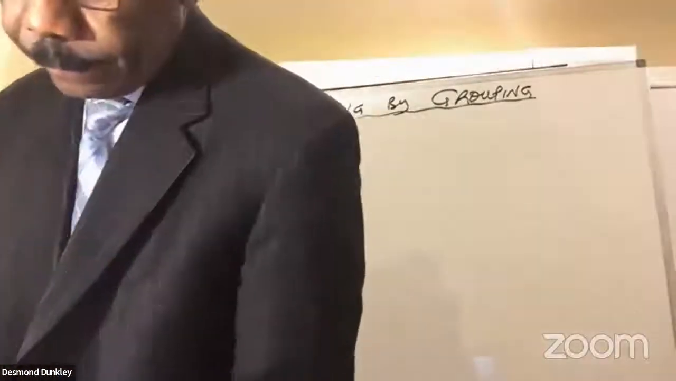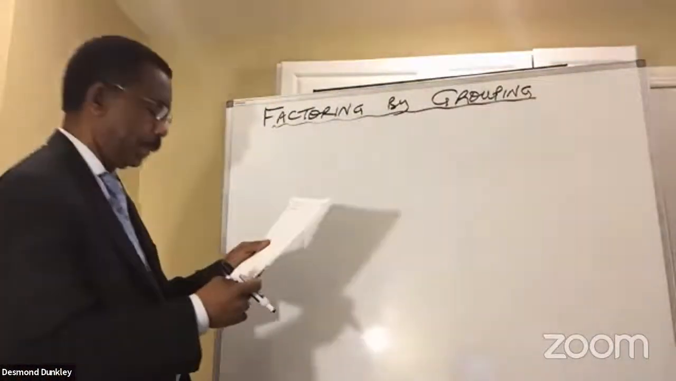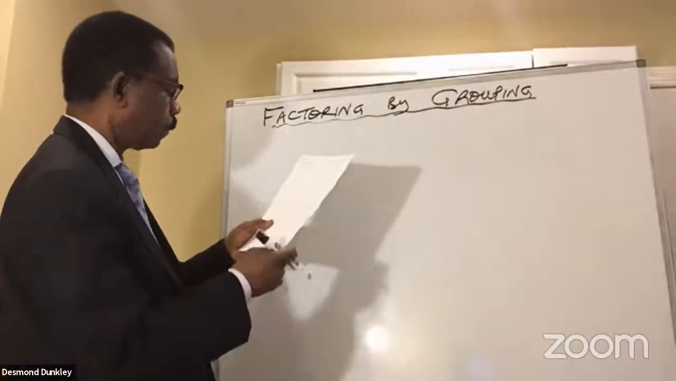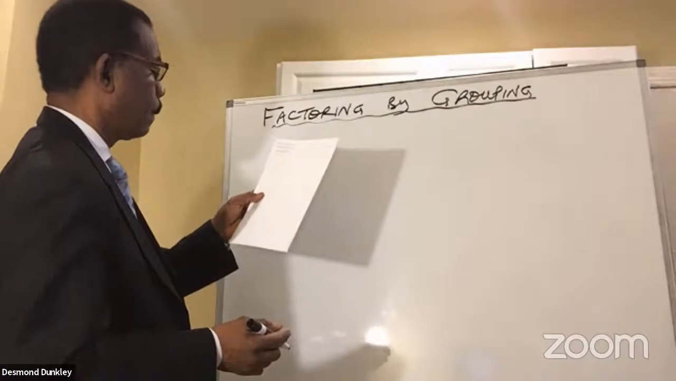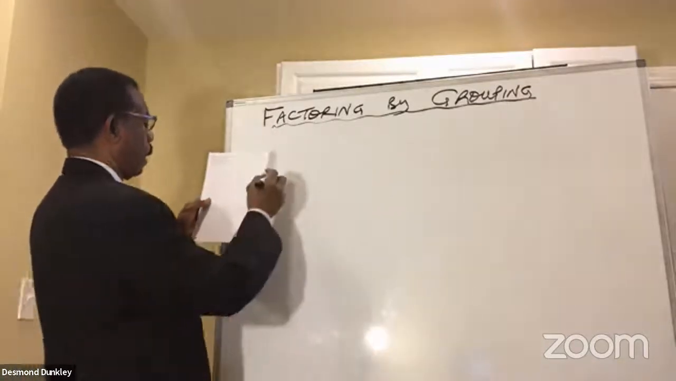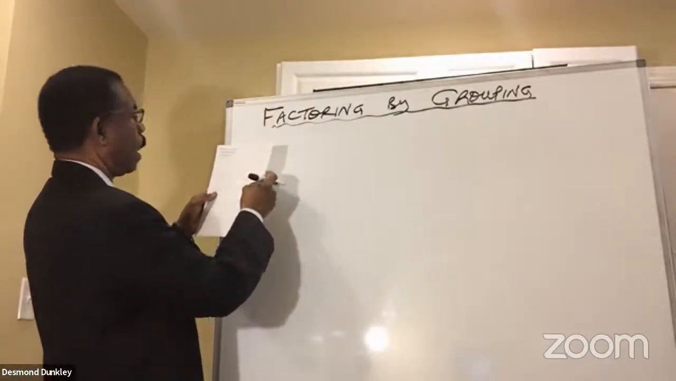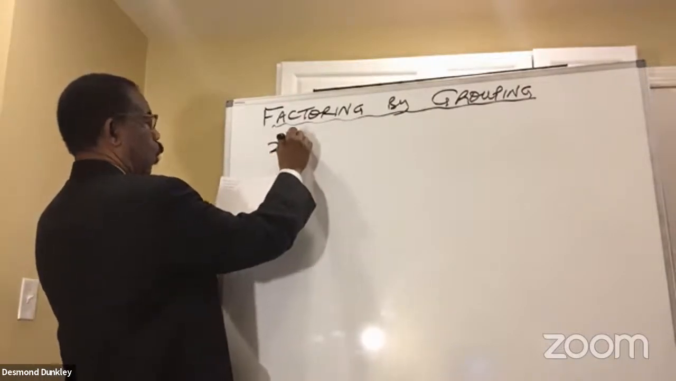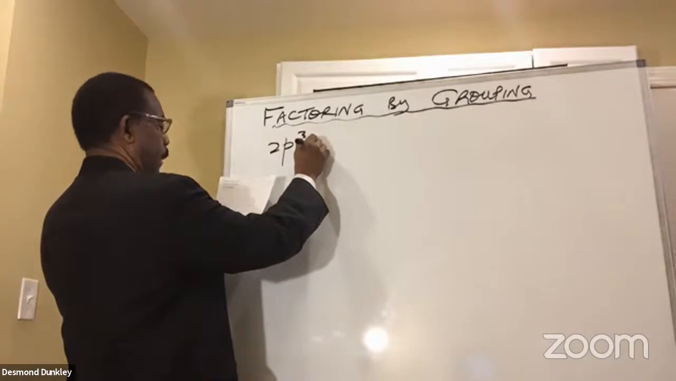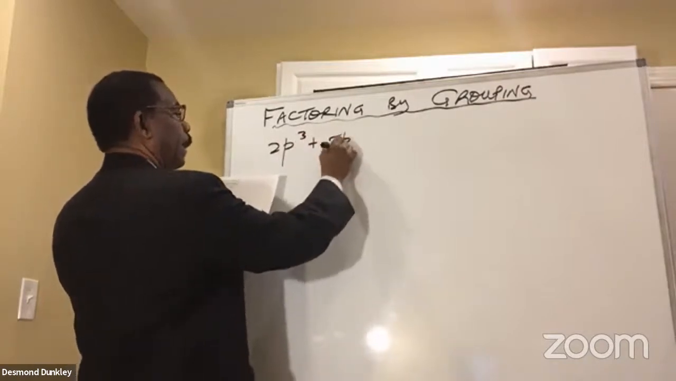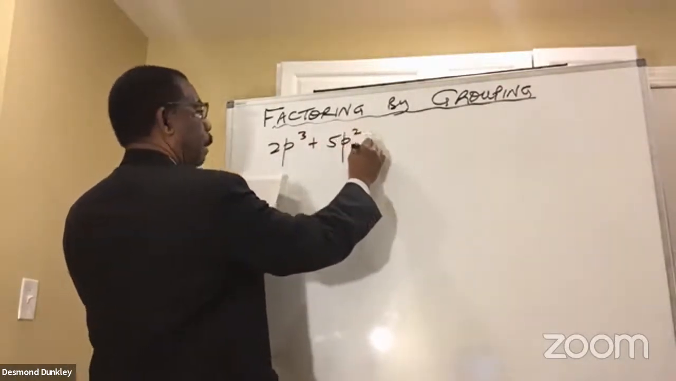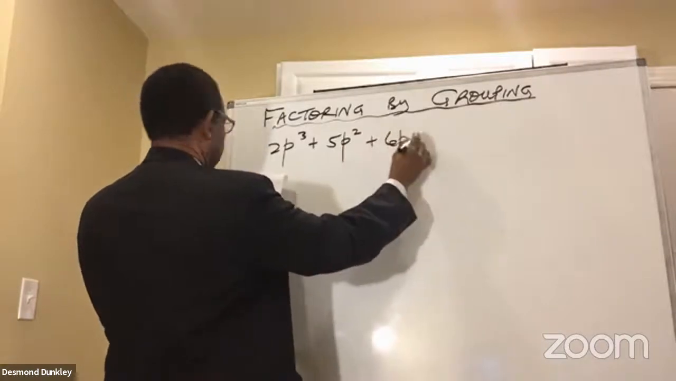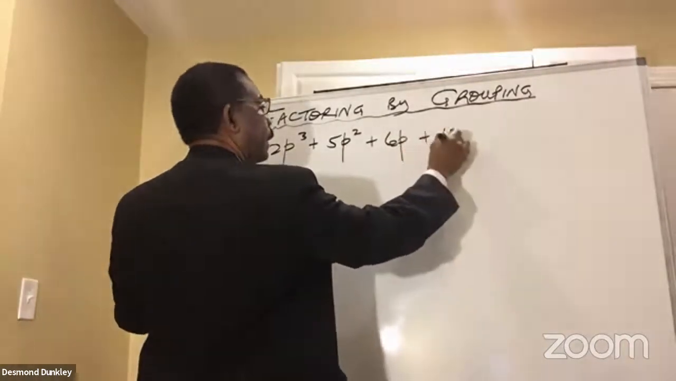Okay, let's try another one. Okay, 2p cubed plus 5p squared plus 6p plus 15.